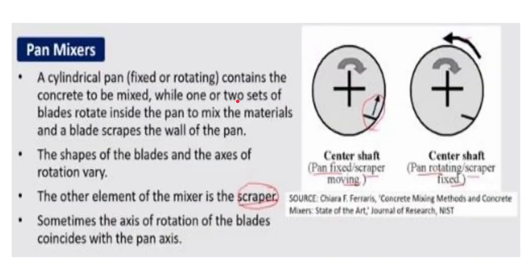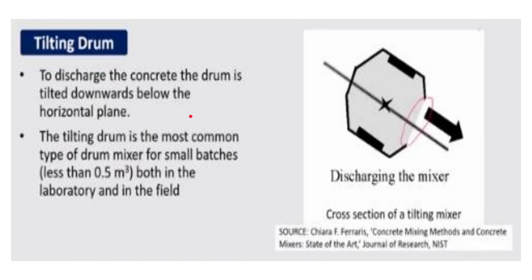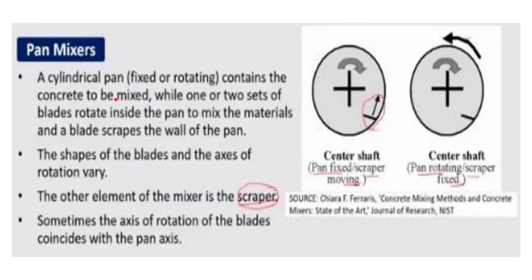Now let us go to the pan mixer. In the pan mixer, we will see a cylindrical pan, either in a fixed or rotating position, which contains the concrete to be mixed. This is the pan, the big circle. Here one or two sets of blades rotate inside the pan to mix the materials, and a blade scrapes the wall of the pan.